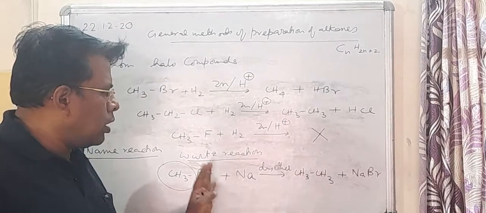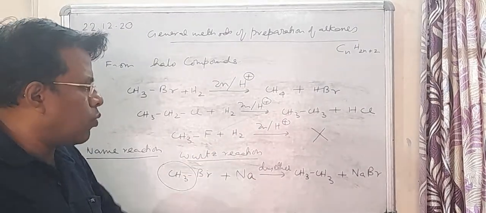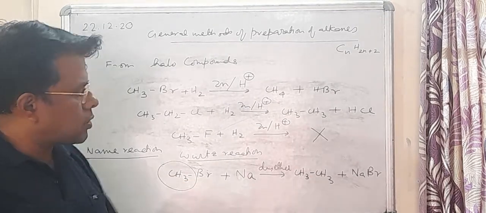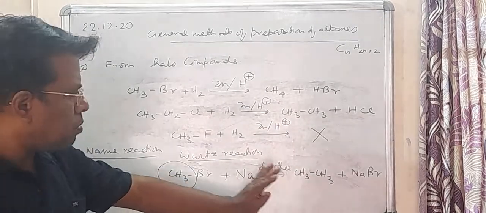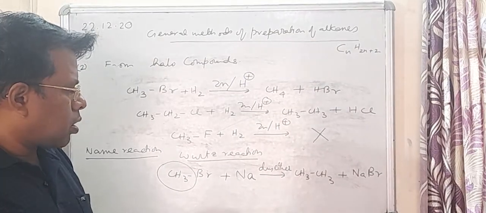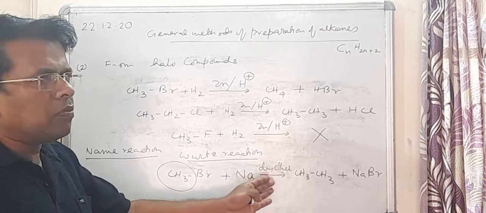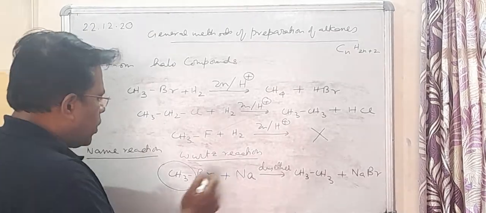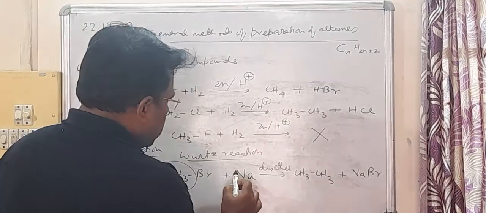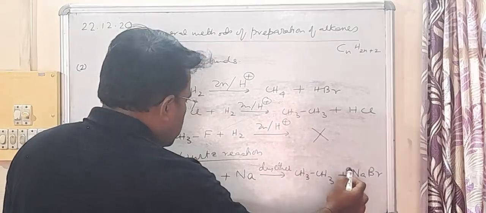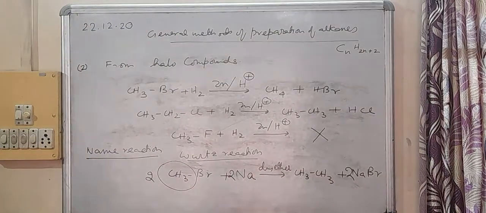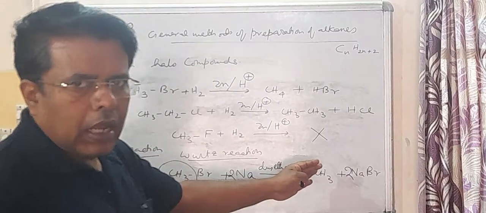Okay, now you see in organic chemistry balancing of equation is not so important. Okay, if you write this in exam, marks will not be deducted for balancing. Okay, so if you want to balance it, then of course you can write it like this: 2, here also 2, here also 2. So by Wurtz reaction we can prepare alkanes.